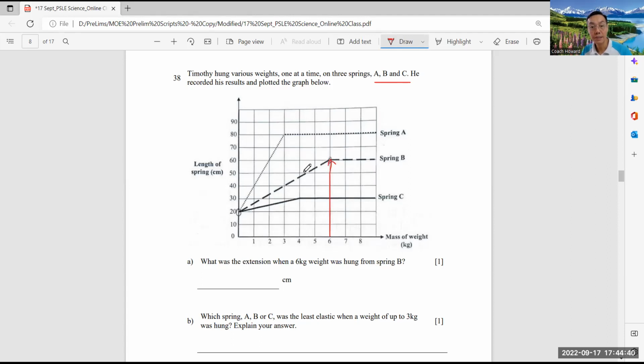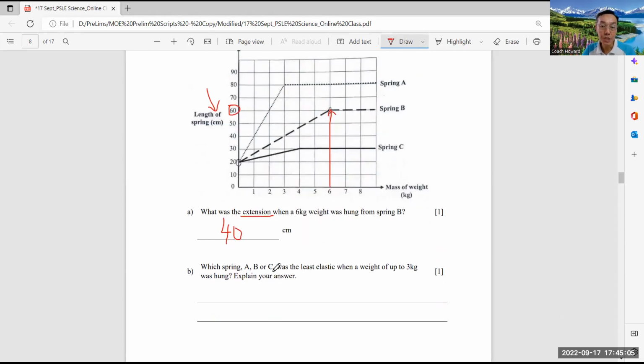Can you see here? Okay, and then this is 60. But you must be careful because this is the length of spring. Okay, so they ask you what was the extension. So extension means length of spring minus original length. Okay, original length was 20, right? So 60 minus 20. Okay, so this answer is 40 cm.